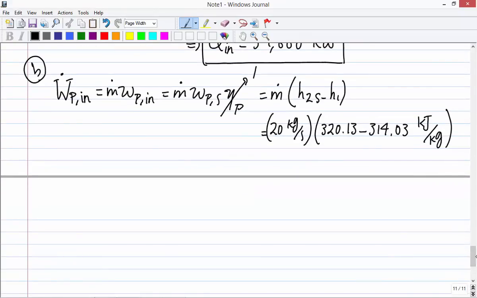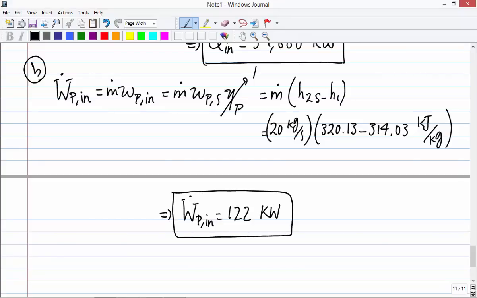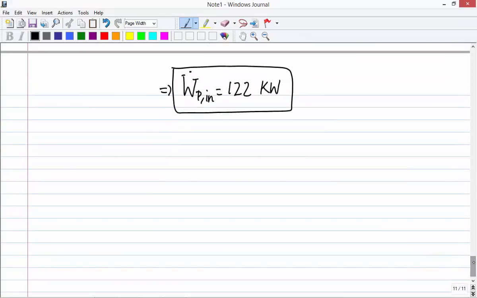And that's it, right? Okay, so yes, I'm looking exactly for that. W dot rate pump in is 122 kilowatts. The next part, we're about to finish, I guess.